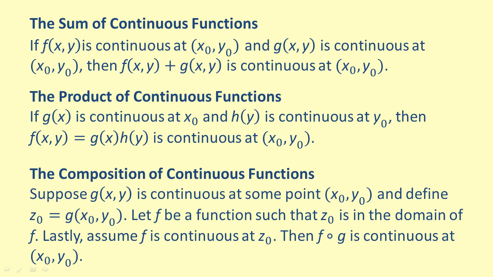Finally, we have the composition of continuous functions theorem. Suppose we have a function g of x,y that is continuous at some point x naught, y naught, and z naught is equal to g evaluated at x naught, y naught. Then let f be a function such that z naught is in the domain of f and that f is continuous at z naught. Then the composition of f and g is continuous at the point x naught, y naught.